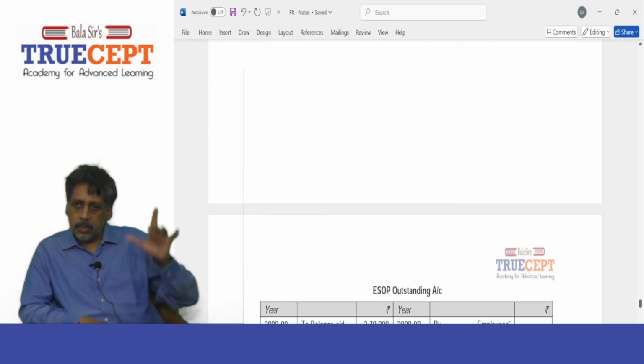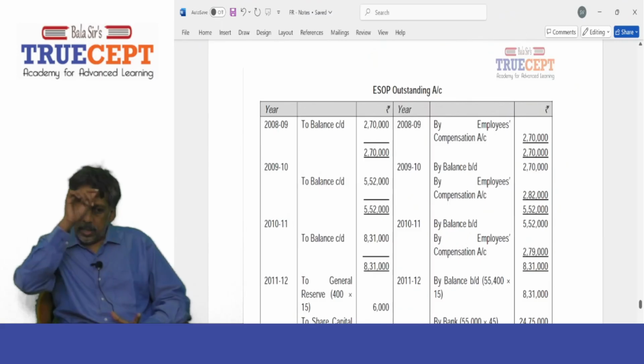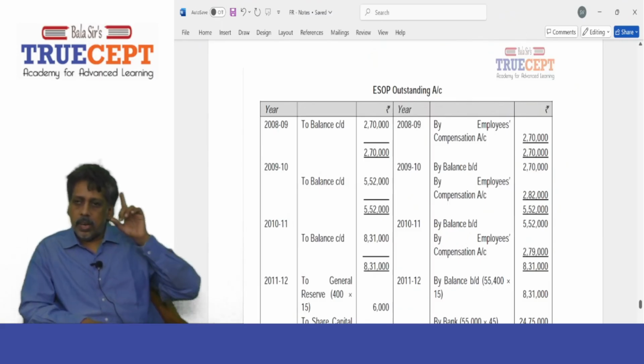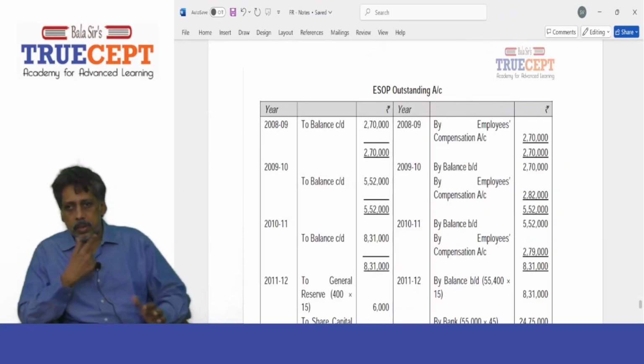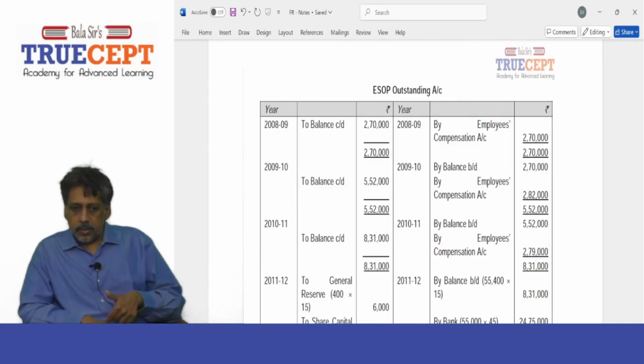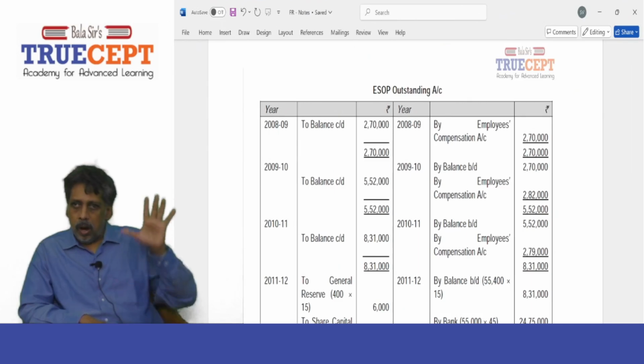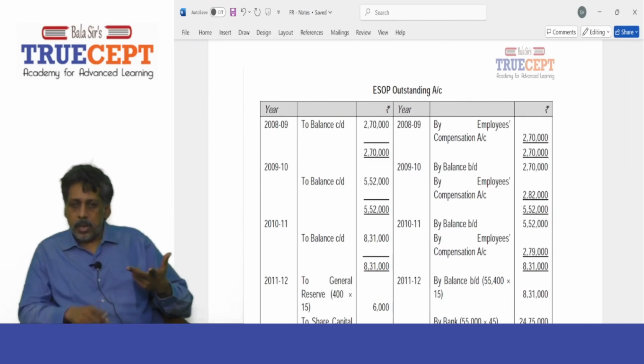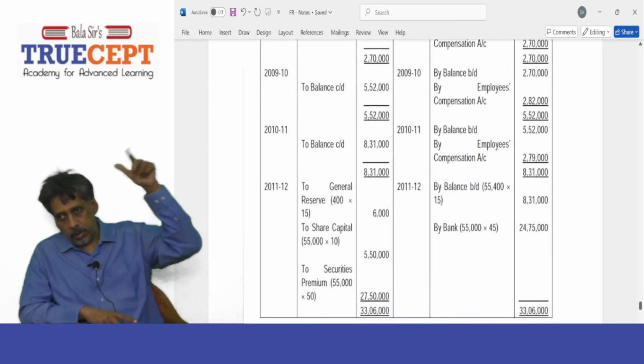What is that? The share options outstanding account. In your study material parlance, share based payment reserve. For the first 3 years, no big deal, right? On the credit side, by employee expense and to balance carried down. It accumulates. Yeah. Second year also the same way. Third year fine. Now just see the fourth year.